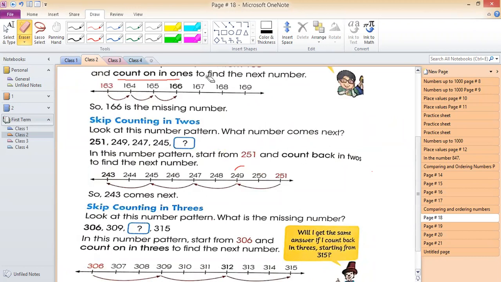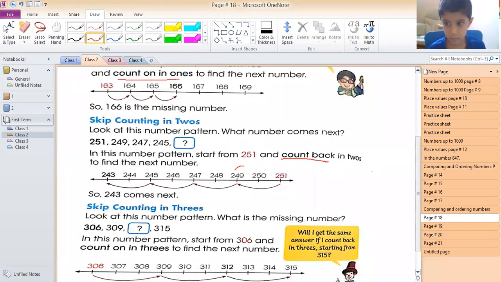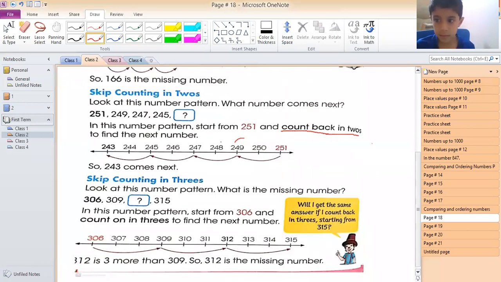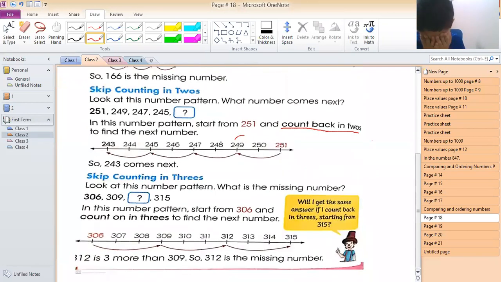So, what is your pattern here? The pattern here is counting back. Counting back in what? Counting back in twos. Before, you were counting on in ones. Count on means you are moving forward. Count back means you are moving backward, looking at the number which is before. Okay. Now look here. Skip counting in threes.